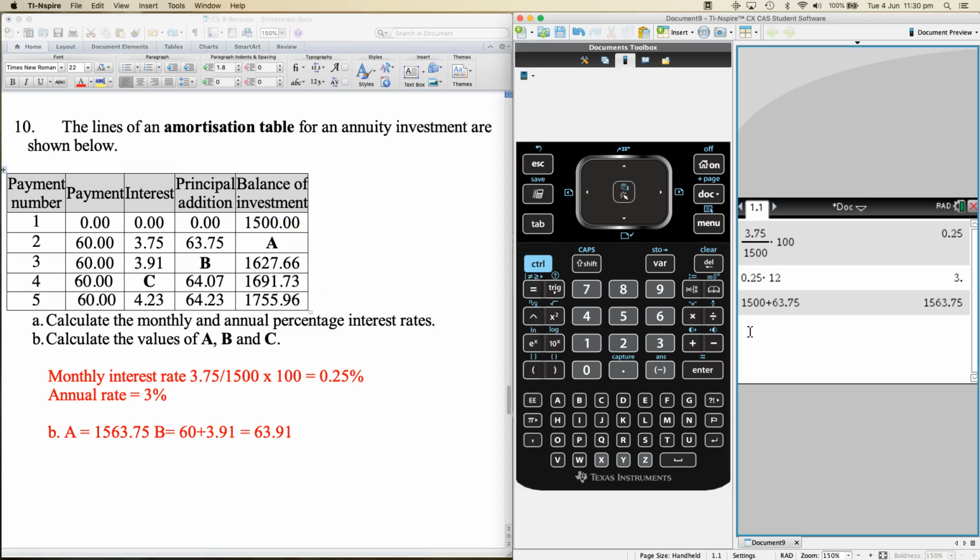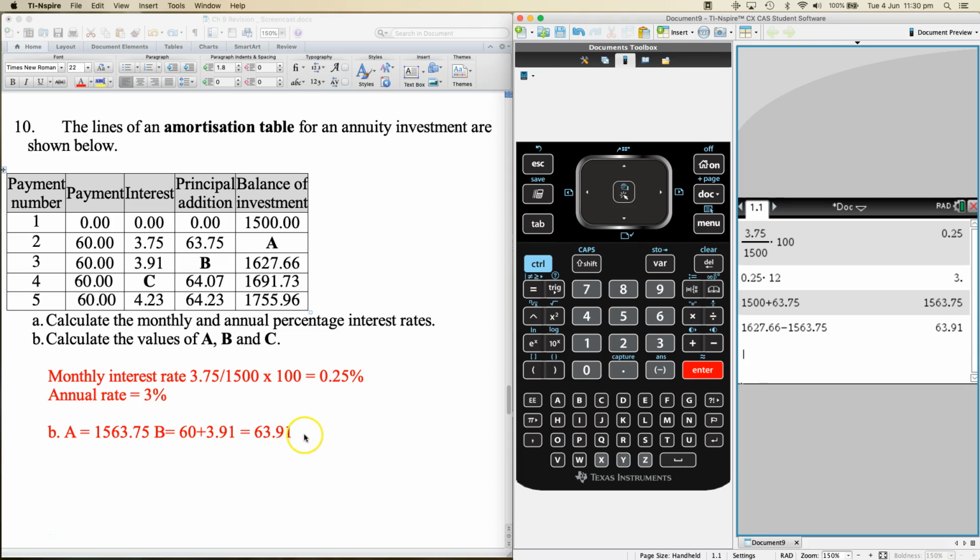So let's just double check and make sure that we do get that. If I take 1627.66 and I subtract that value for A, 1563.75, as you can see, I get 63.91. So you usually have a couple of ways that you can check your answer.